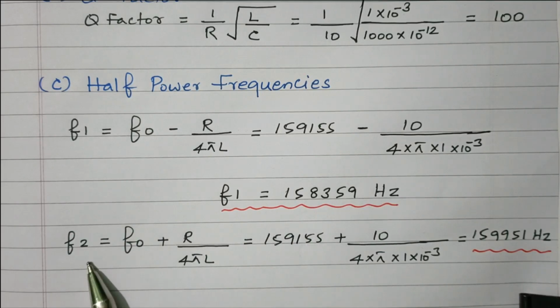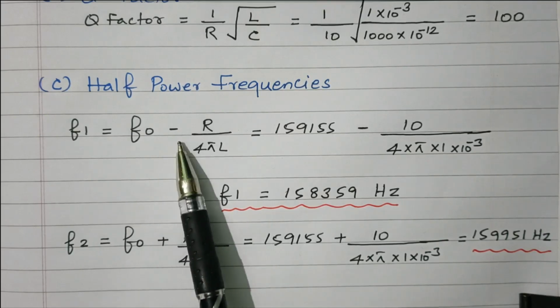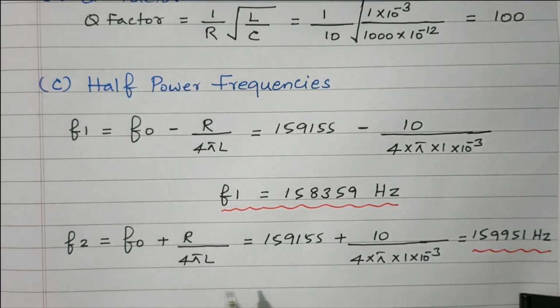Now we'll see the upper half power frequency F2 equal to F naught plus R divided by 4 pi L. Here F naught minus, here F naught plus. So 1,59,155 plus R value is 10 divided by 4 into pi into L value is 1 into 10 to the power minus 3. So here 1,59,951 Hz. So now we got the value of F2 also, the upper half power frequency.